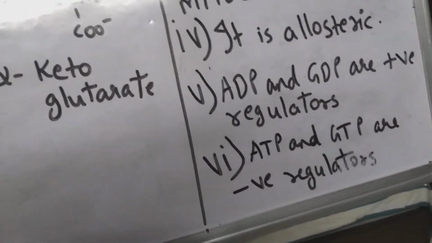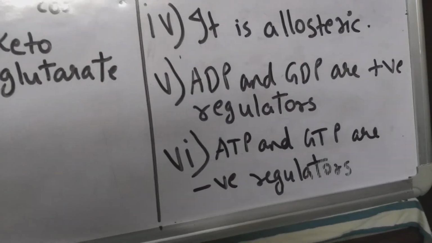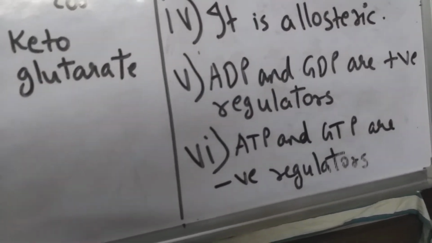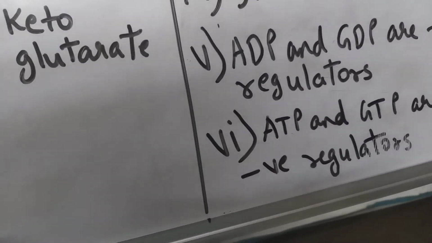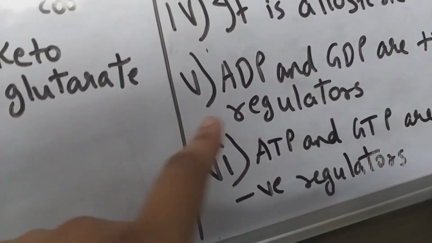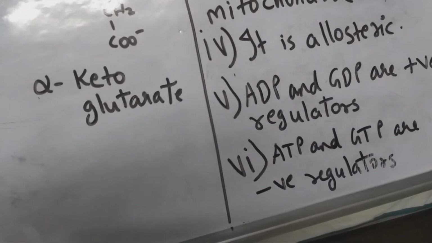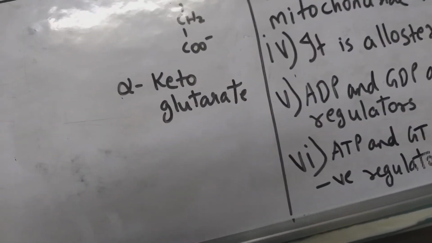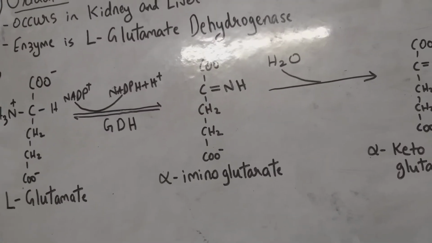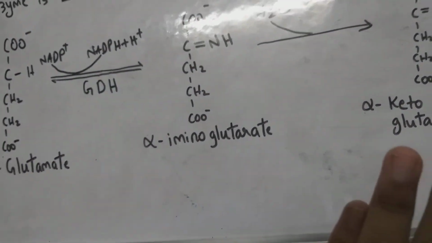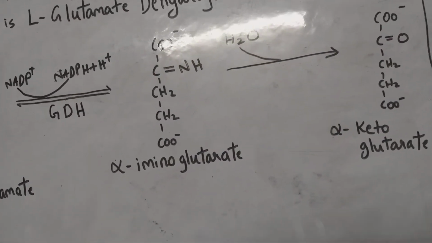And of course, the last point is that ATP and GTP are negative regulators. By the same logic, if ATP and GTP are in excess, then ADP and GDP are less. That means ATP is sufficient and the cell has enough energy to function, so this reaction does not take place at a very fast rate. It slows down for a while unless the balance is restored.